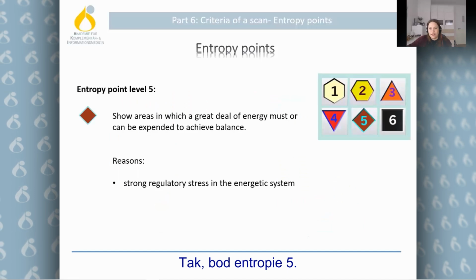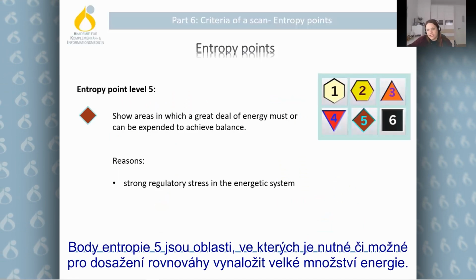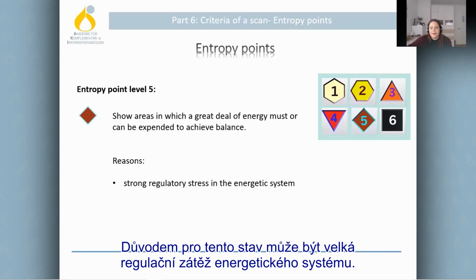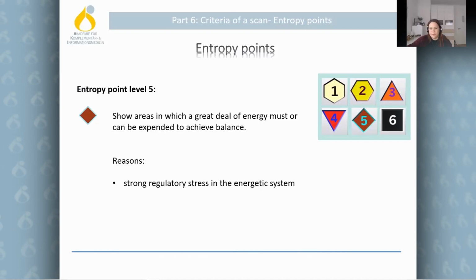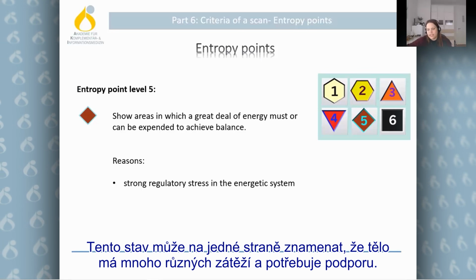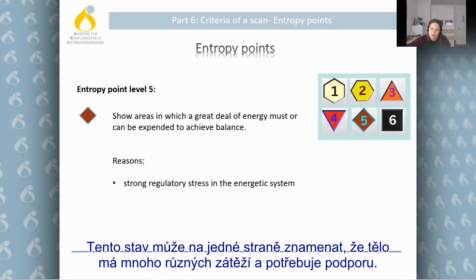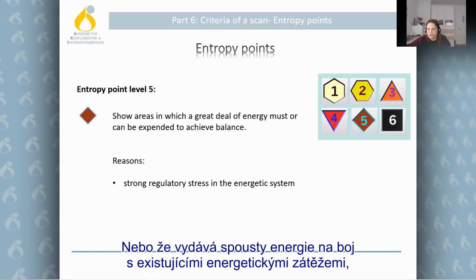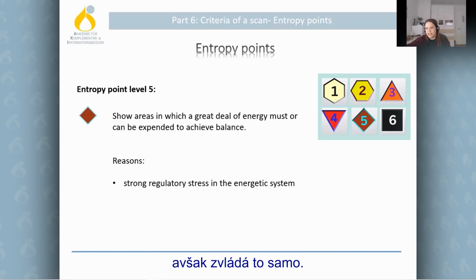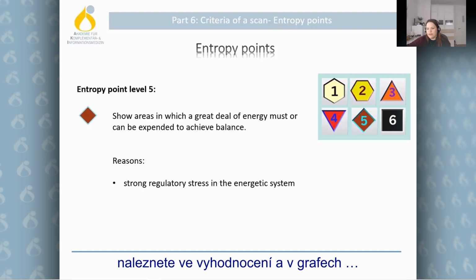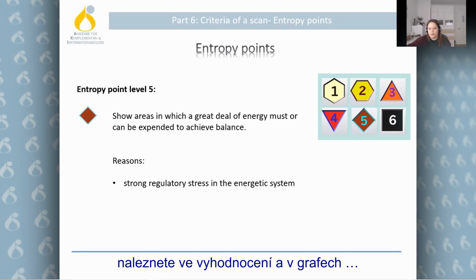So entropy 5 shows an area in which a great deal of energy must or can be expended to achieve balance. The reason for this is the strong regulatory stress in the energetic system. As already mentioned, this stress can mean on the one hand that the body has a lot of stress and needs support, or that it's using a lot of energy to fight off existing energetic stresses, but manages to do this on its own. The answer to which of the two states is present, you will get from the evaluation as well as the curve graphs.